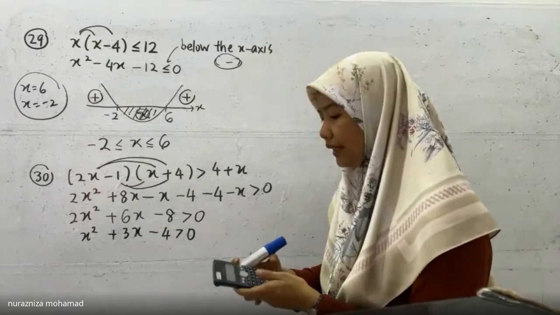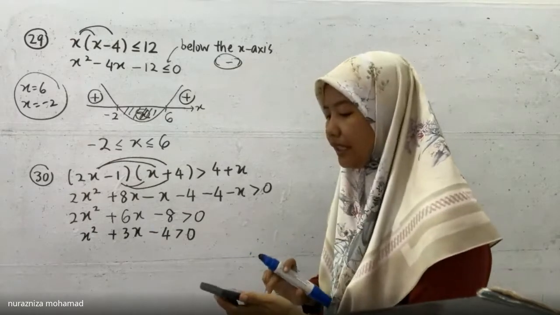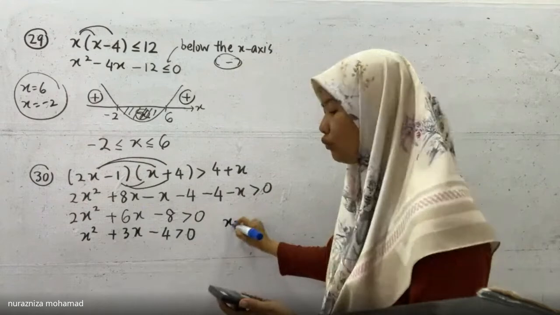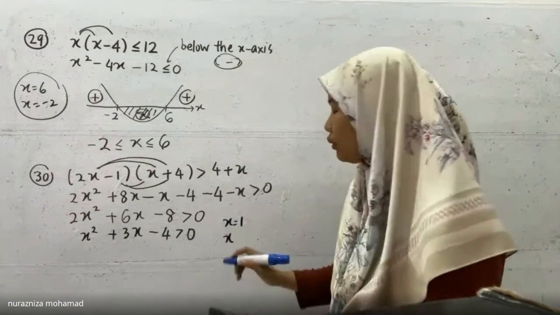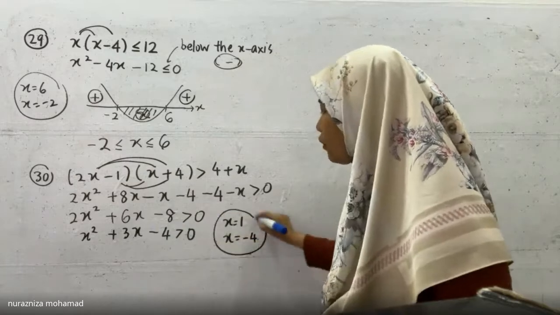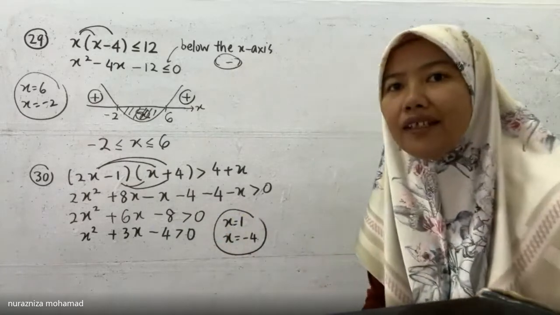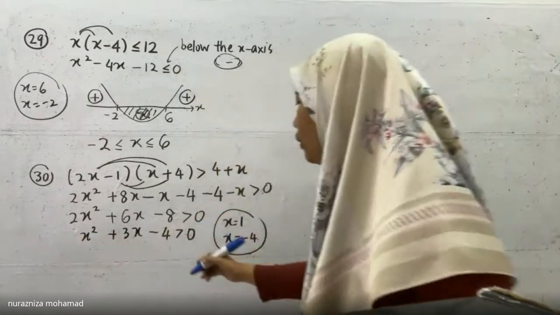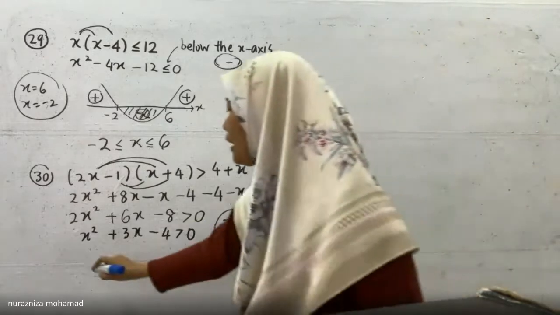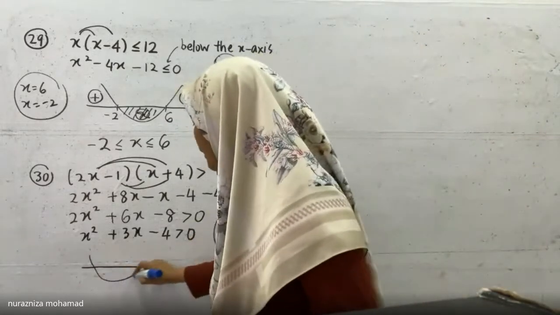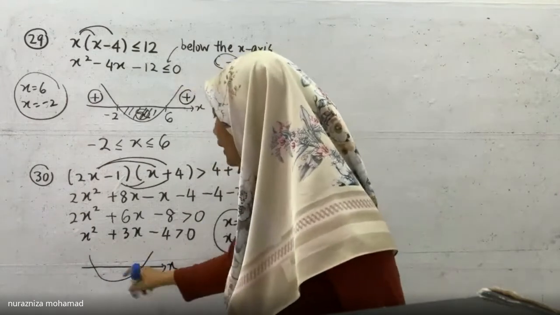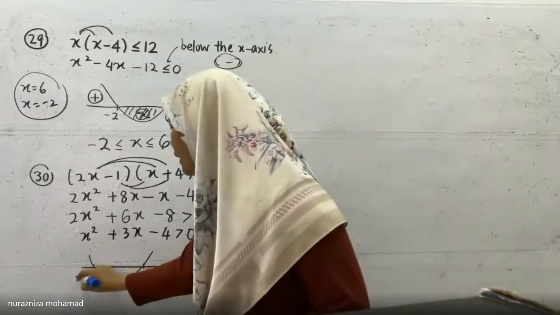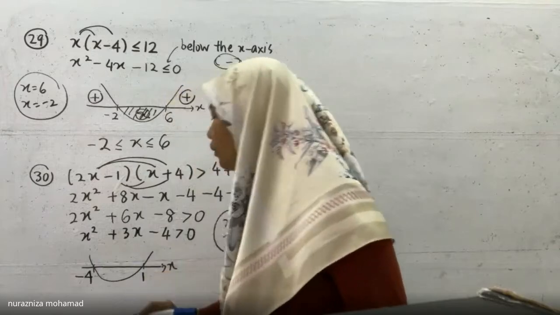Now use the calculator, press EQN. A is equal to 1, B is equal to 3, and C is equal to negative 4. So you get x is equal to 1 and the second x is equal to negative 4. Remember, this is not your final answer because you want to find the range. Okay, so look at this. The value of A is equal to 1. Therefore, this is also a smiling graph, where the x-intercept is negative 4 and 1. So negative 4 will be on the left side, positive 1 will be on the right side.